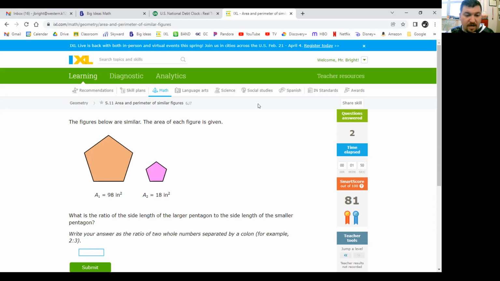It says, what is the ratio of the side length of the larger pentagon to the side length of the smaller pentagon? Now, I think there's a way that I should be able to, am I able to draw on this on the screen? I'm not sure. New share whiteboard. Okay, I can share a whiteboard, but I want to write on the screen. I don't know if I can do that. Let me see if I can.